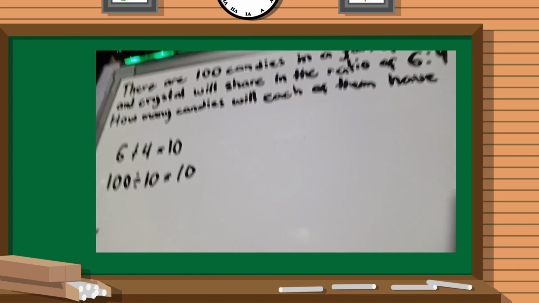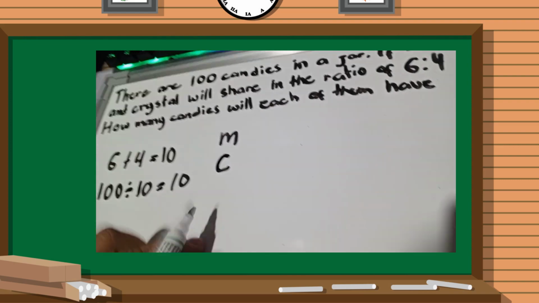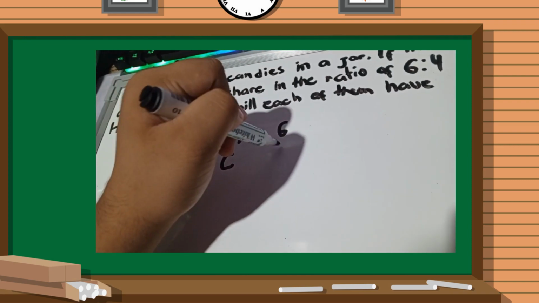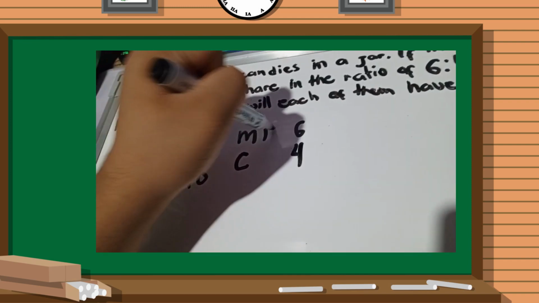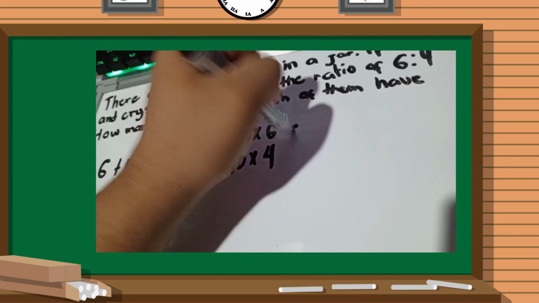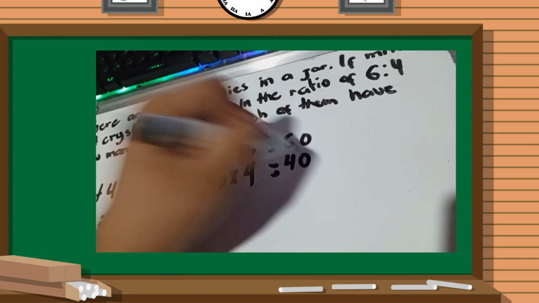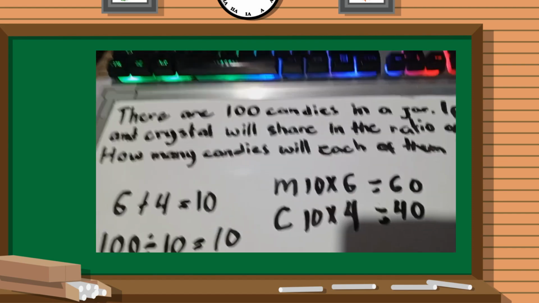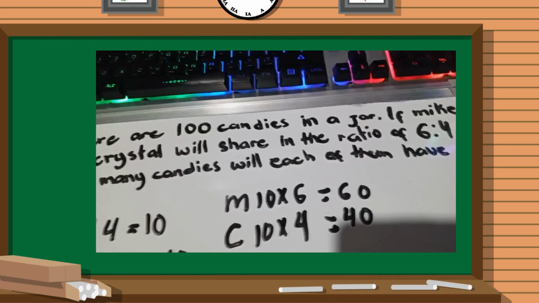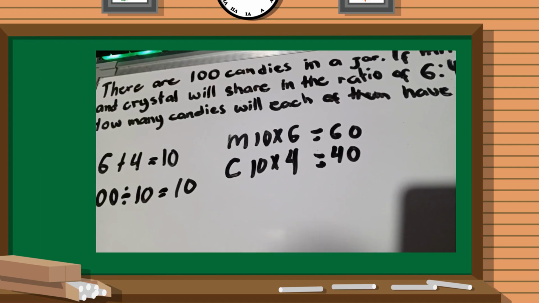So we will be going to name it MC, 6 and 4. So 10 times 6 and 10 times 4. The answer should be 10 times 6 is equals to 60 and 10 times 4 is equals to 40. So in the question, there are 100 candies in a jar. If Mike and Crystal will share in the ratio of 6 by 4, how many candies will each of them have? So in the answer, it is stated that Mike will get 60 candies and Crystal will get 40 candies.